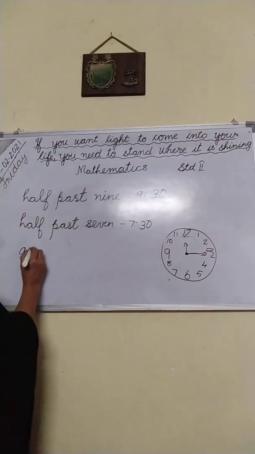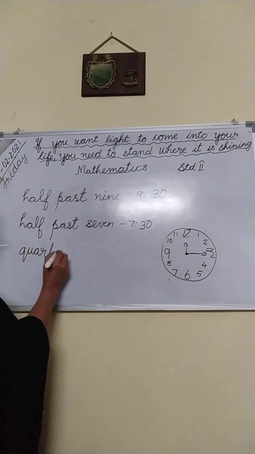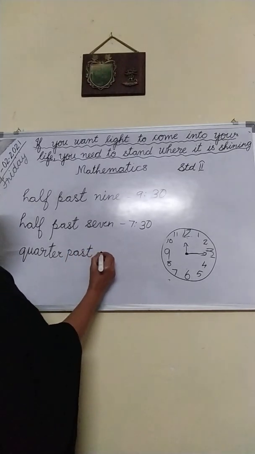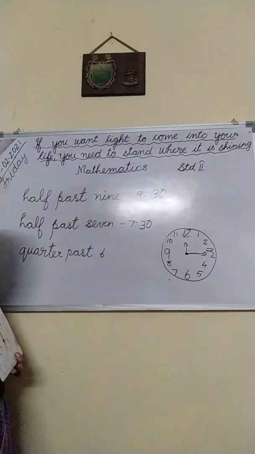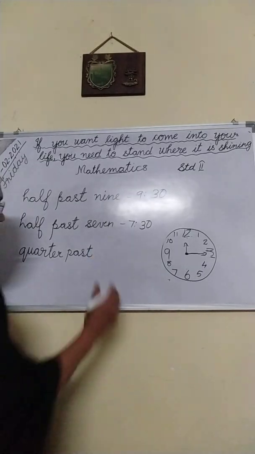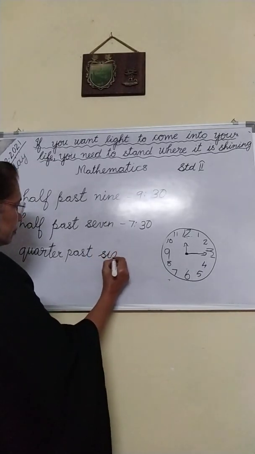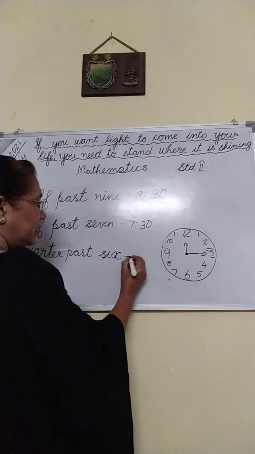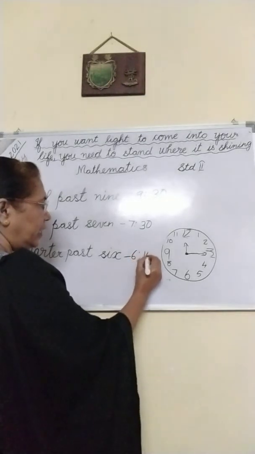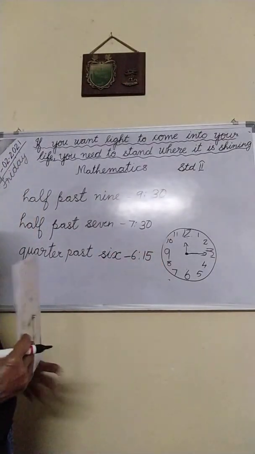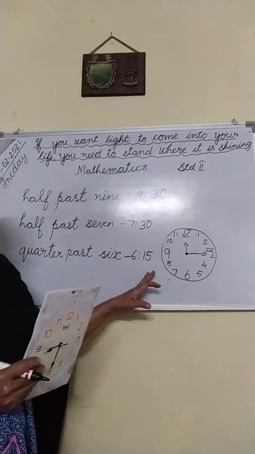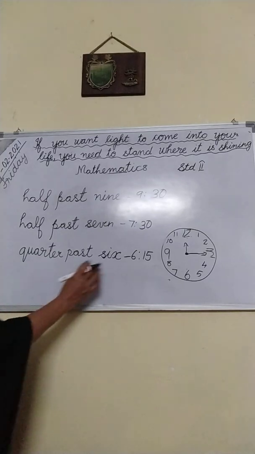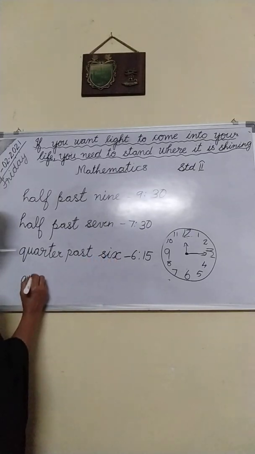Now, quarter past 6. How do you write? Yes, 6:15. That is, after 6 o'clock, 15 minutes have passed. Quarter past 6 means 6:15.